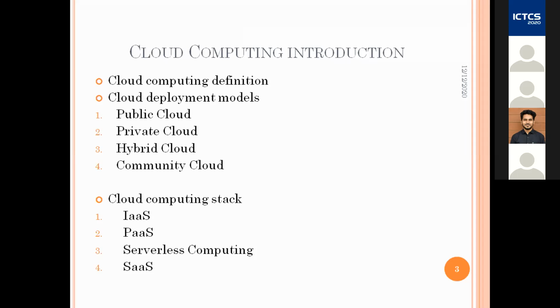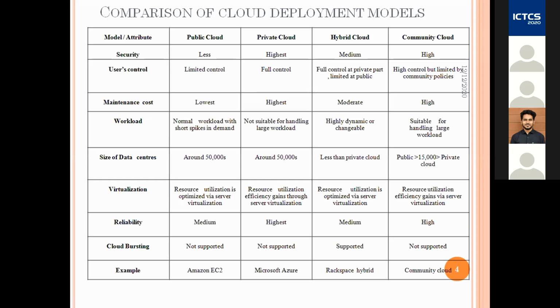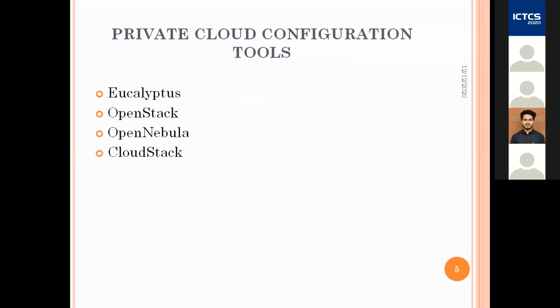Now this is an on-demand and subscription basis method. So users can connect to the applications with the help of web browsers. These are some of the parameters using which I have made the comparison of the different deployment models in terms of security, user control, maintenance, workload, virtualization, reliability, cloud bursting, etc.